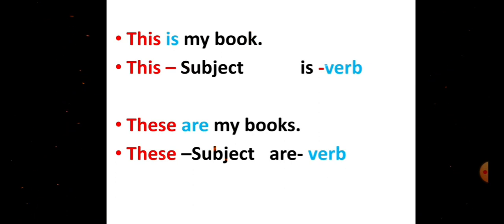This is my book. What is the verb in the sentence? "Is" is the verb. And remember, the subject is that part which always precedes the verb. What is meant by preceding? Coming before. So the subject always comes before the verb. Once you identify the verb in the sentence, you need to see what actually precedes the verb. And here what is preceding the verb is "this."